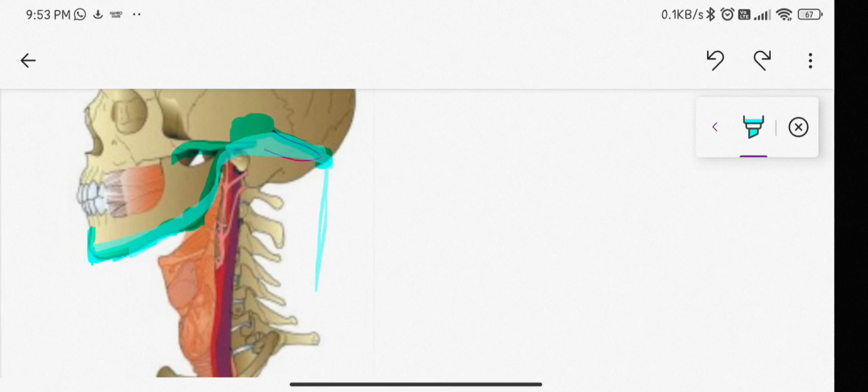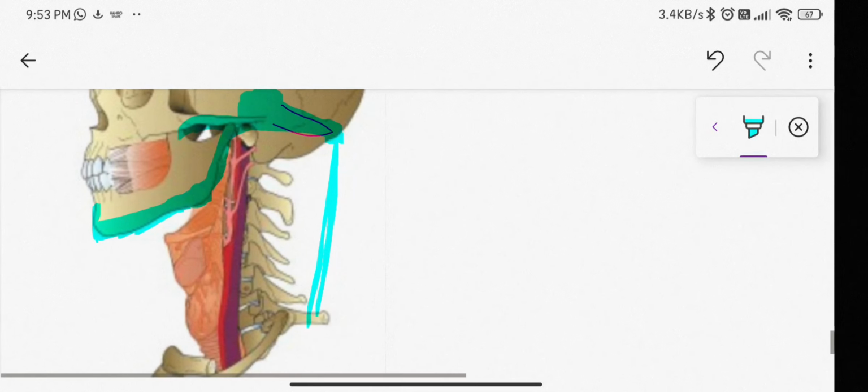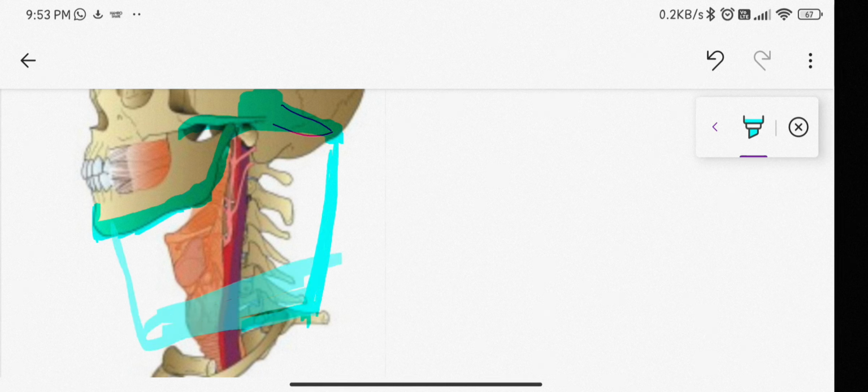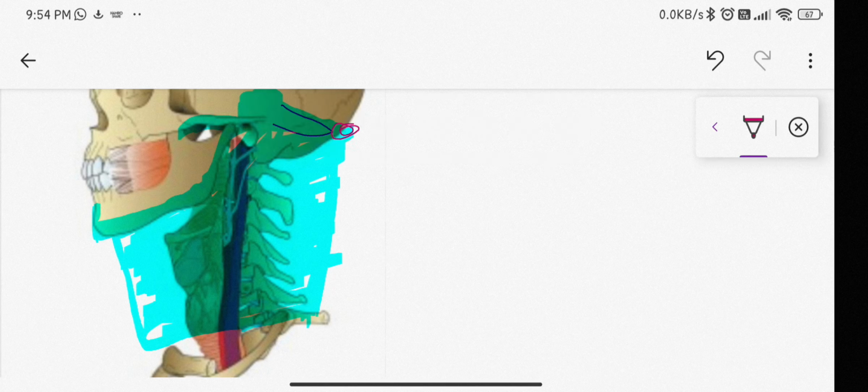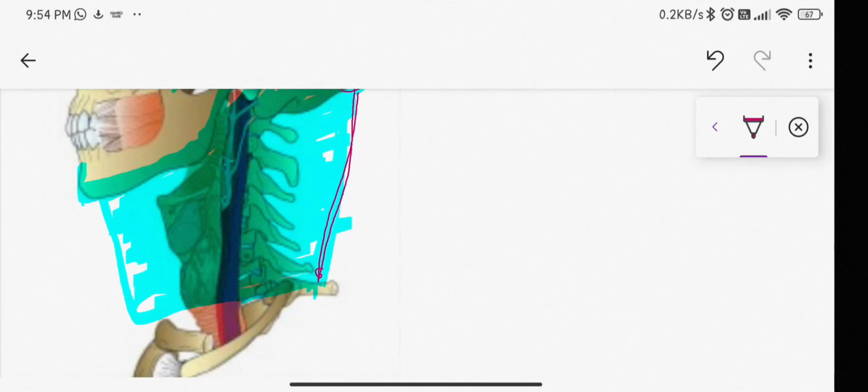Now it goes similarly down, and in the down it will be attached with the nuchal ligament. This nuchal ligament actually arises from the external occipital protuberance to the C7 cervical vertebra. So this is the down attachment.